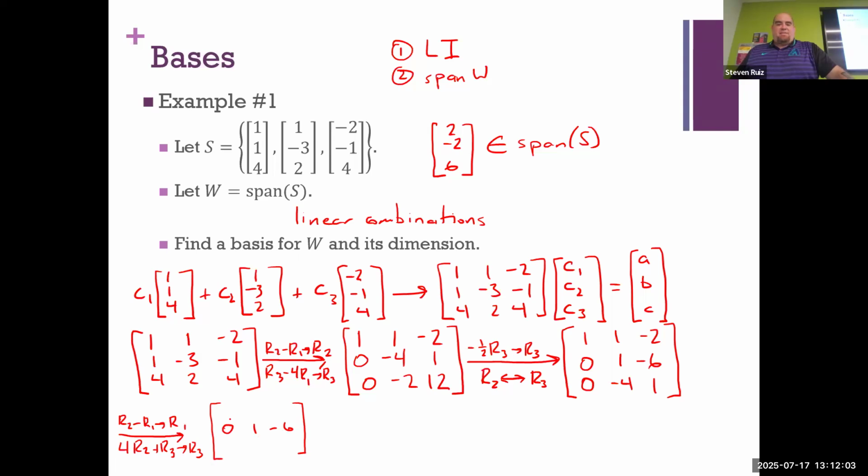Ooh, I think I need to modify things a little bit. If I do row 2 minus row 1, that's gonna mess things up for me. Yeah, I think that's what we got. Row 1 minus row 2. So 1 minus 0 is 1. 1 minus 1 is 0. -2 minus -6 is 4. And then 4 of row 2 plus row 3: 0, 0, -23. I actually don't really care about that -23.